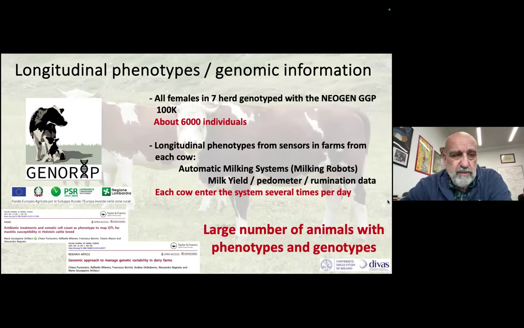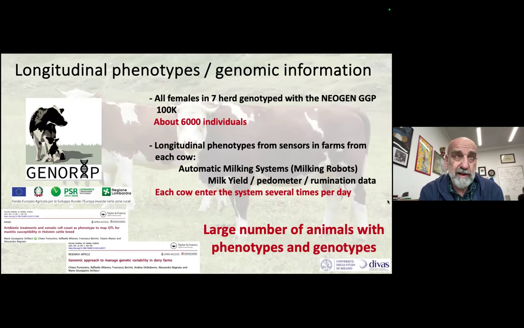The beautiful thing is that we also have a large number of longitudinal phenotypes from sensors in farms. Sensors are becoming a reality in all farms. So we have automatic milking systems, milking robots, basically. Cows enter the milking robots when they feel they must be milked. They also have a pedometer sensor to see how much they move every day, and a rumination sensor to see if the rumination timing is okay. So they are basically controlled 3-4 times per day, and we have a recording of data 3-4 times per day.